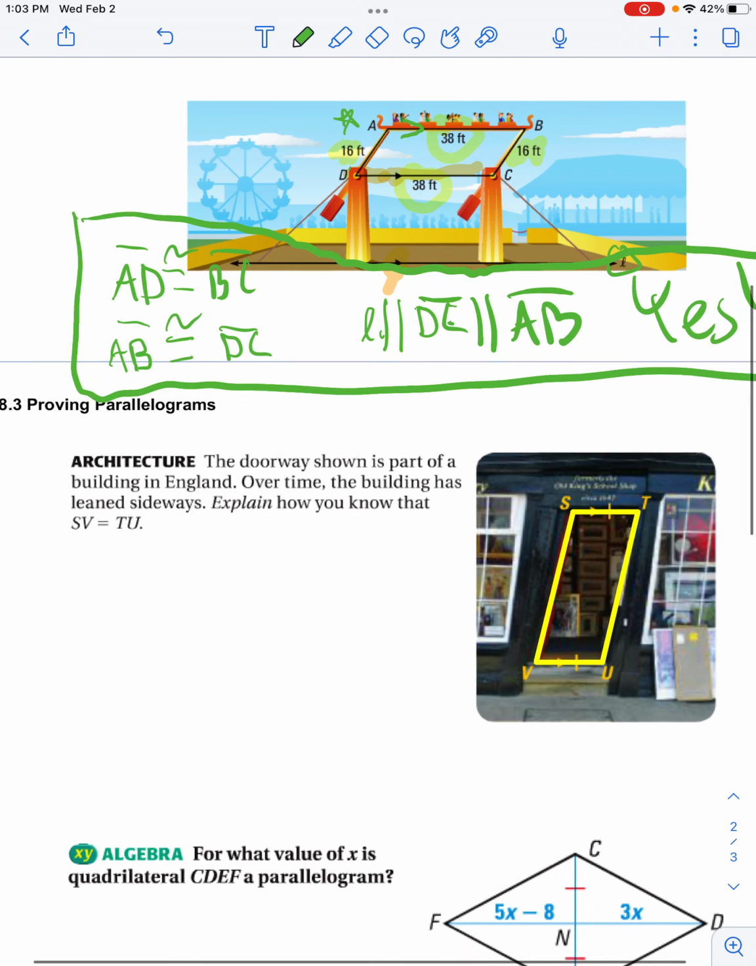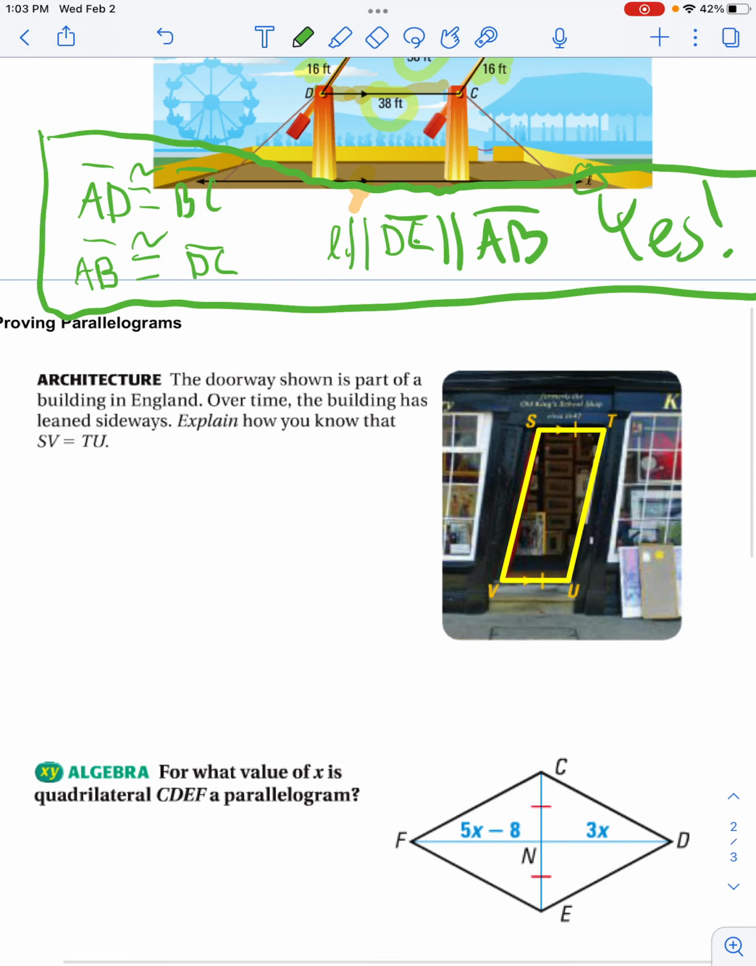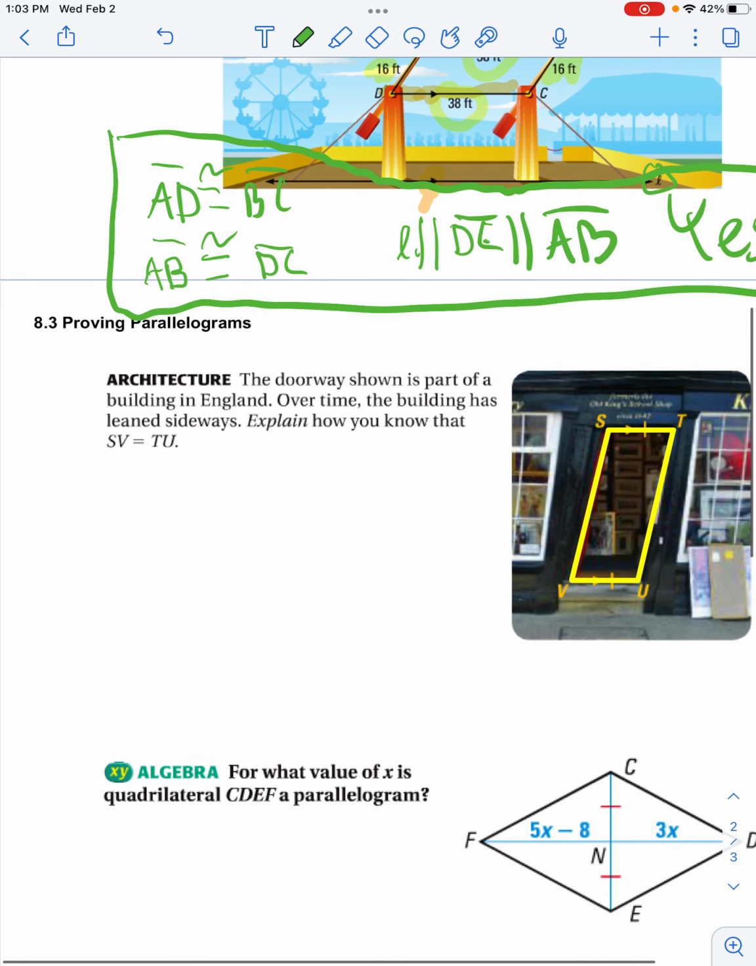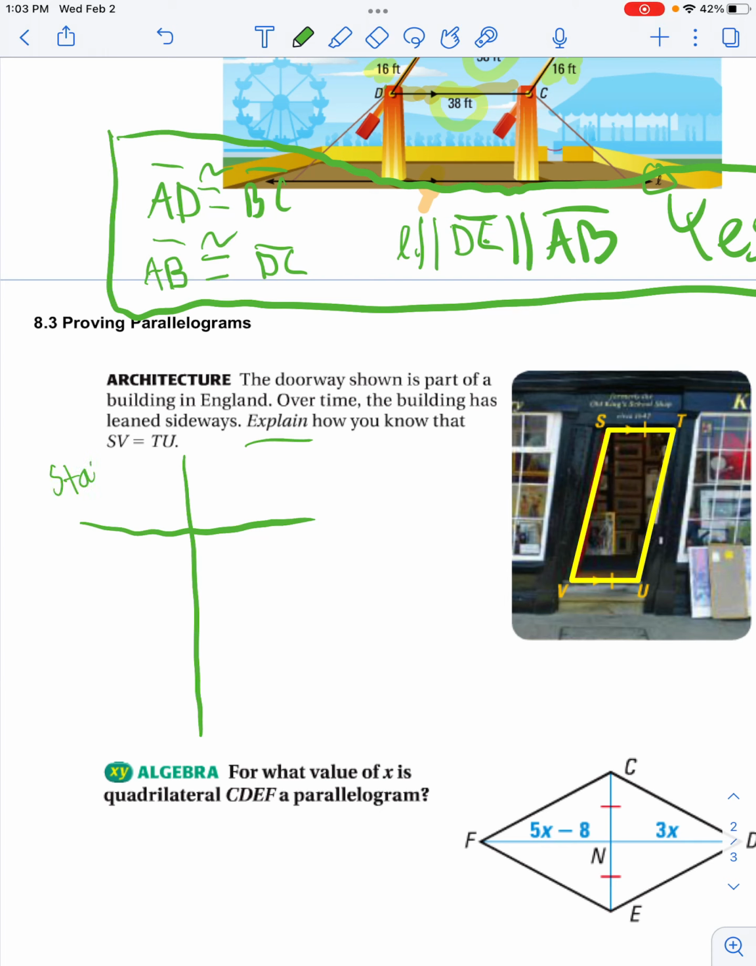The doorway shown is part of a building in England. Over time, the building has leaned sideways. Explain how you know that SV is equal to TU. One way that's good to explain is cause and effect, or a statement. So I'm going to call it a statement, and then it's going to be my proof or my rules, my why.